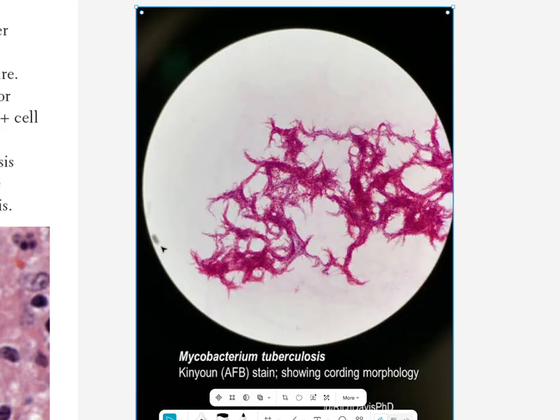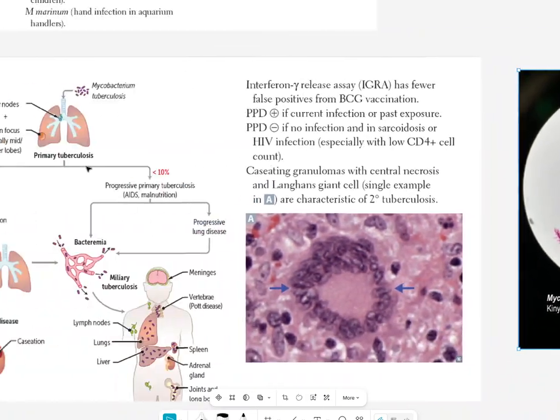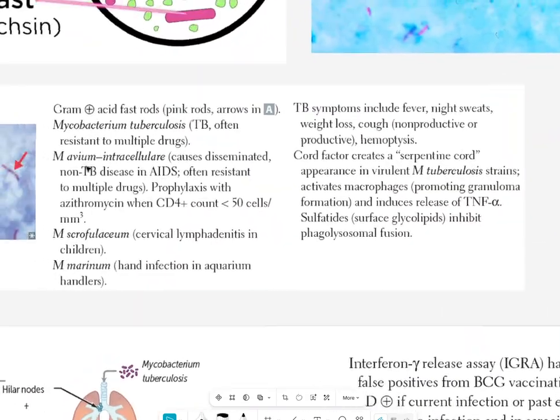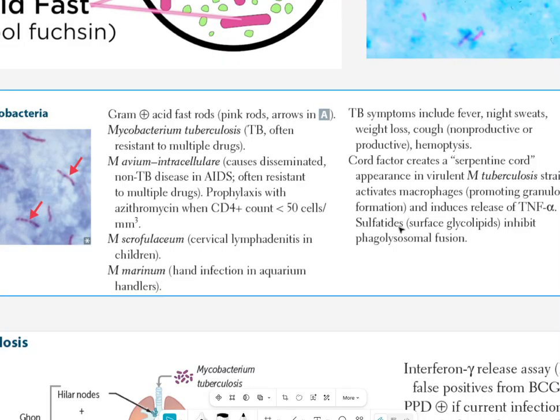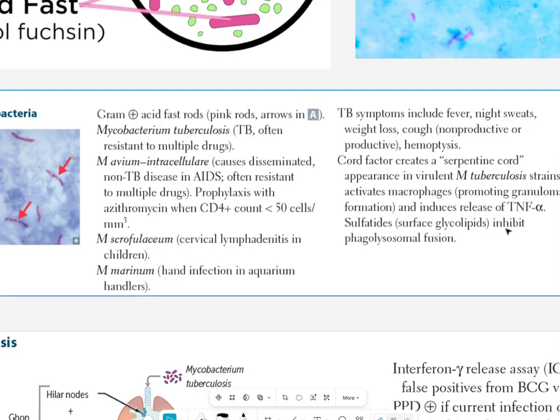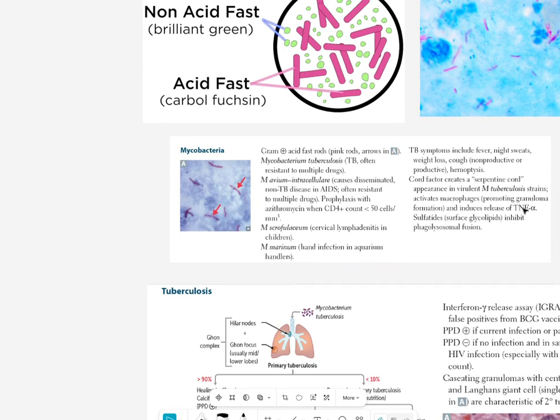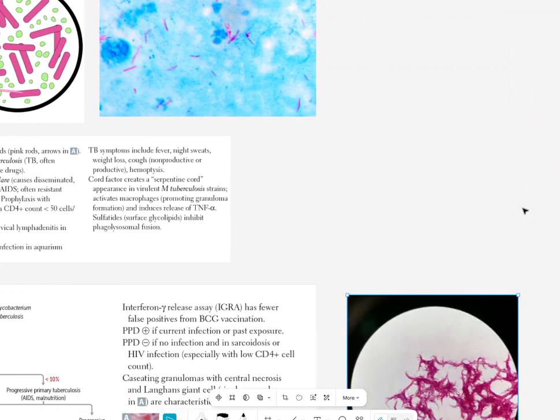Then we have the sulfatides. What are they? They are surface glycolipids, and they inhibit phagolysosomal fusion. In a normal macrophage, the macrophage creates a phagosome, and then the lysosome participates in bacterial killing. So that's the mechanism of a normal macrophage.